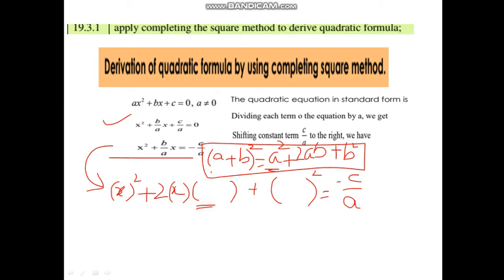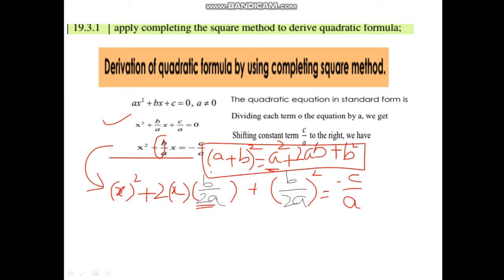I have told you in my previous lecture that whatever is the coefficient of x, you have to divide it by 2 for finding b. It will be b by a divided by 2, so it will be b by 2a. Fine. So here I am substituting b by 2a, here again b by 2a. Fine, that b we have found.